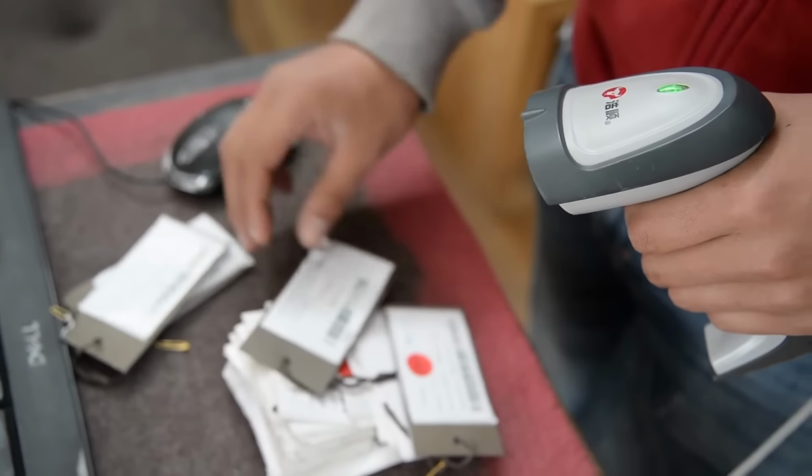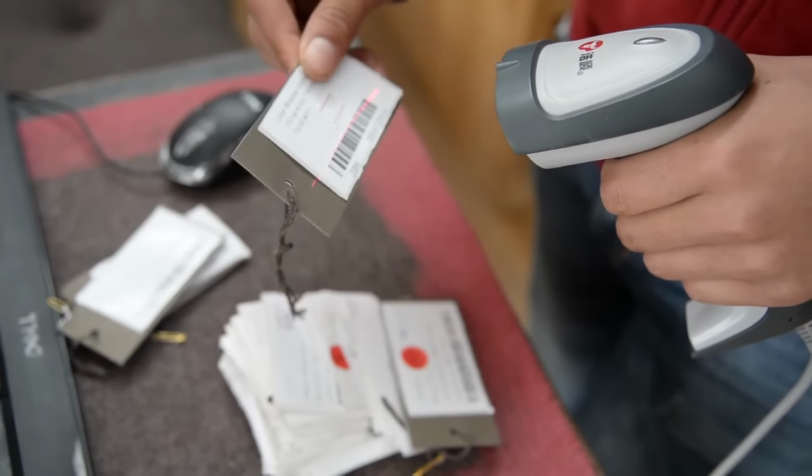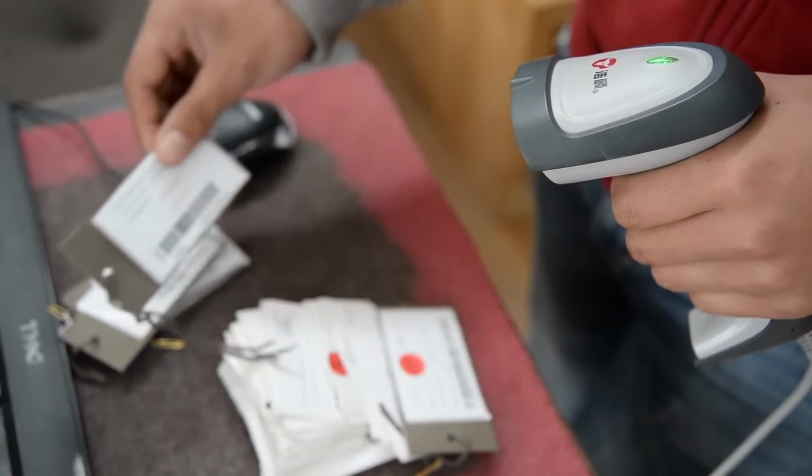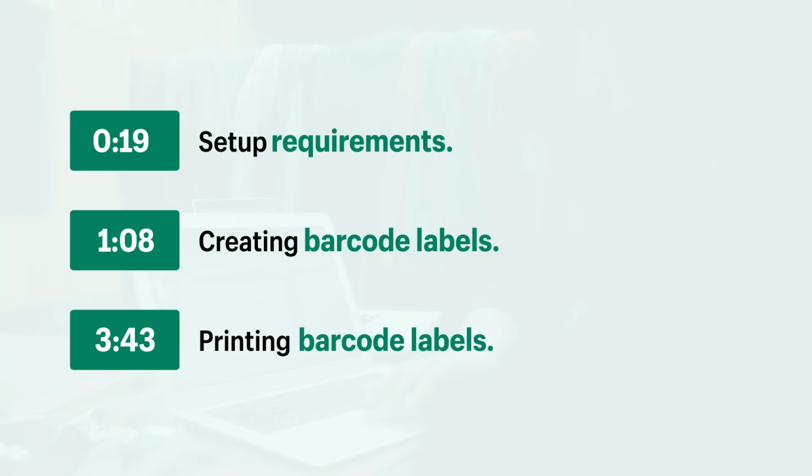If you're selling in person, then you might want to add barcodes to your products to streamline the checkout process. There's a few different ways you can add barcodes to your products, but today I'm using the free Retail Barcode Labels app. Let's get started.